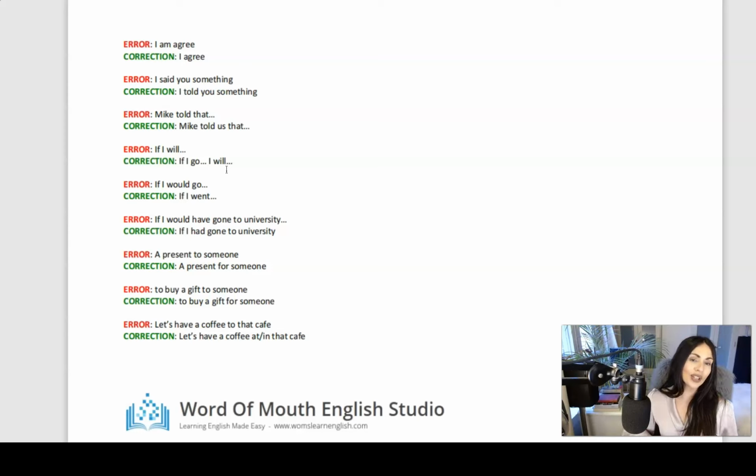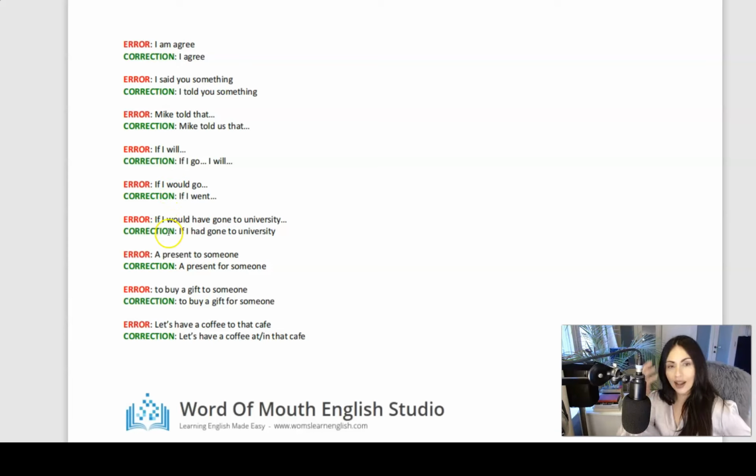Now moving on to another conditional mistake, or a mistake with conditional clauses. And here we go, would. Would is used in exactly the same way as will is. In other words, would is used in the second clause of the conditional and not the if clause. In other words, use will and would in the result clause and never in the if clause.